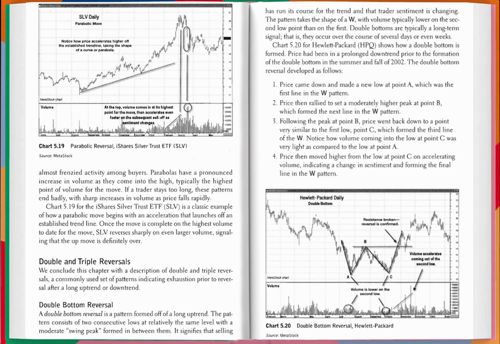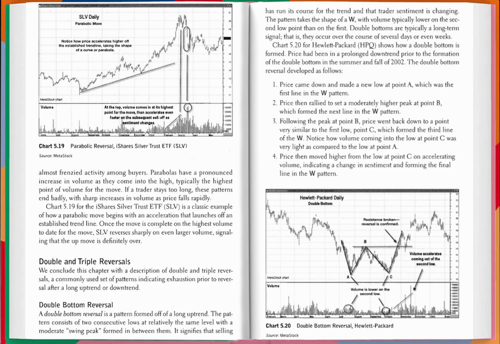Parabolas have a pronounced increase in volume as they come into the high, typically the highest point of volume for the move. If a trader stays too long, these patterns end badly, with sharp increases in volume as price falls rapidly. Chart 5.19 for the iShares Silver Trust ETF SLV is a classic example of how a parabolic move begins with an acceleration that launches off an established trend line. Once the move is complete on the highest volume to date for the move, SLV reverses sharply on even larger volume, signaling that the up move is definitely over.